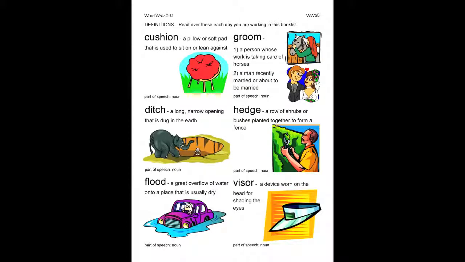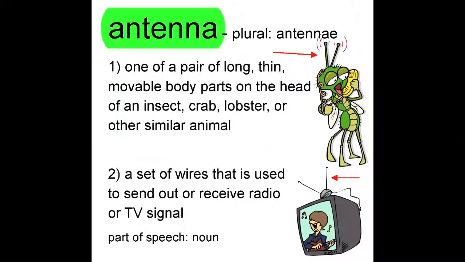Let's read some together. Antenna. The plural form is antennae. The first definition is one of a pair of long, thin, movable body parts on the head of an insect, crab, lobster, or other similar animal. The second definition is a set of wires that is used to send out or receive radio or TV signal. The part of speech is noun since antenna is a person, place, or thing.